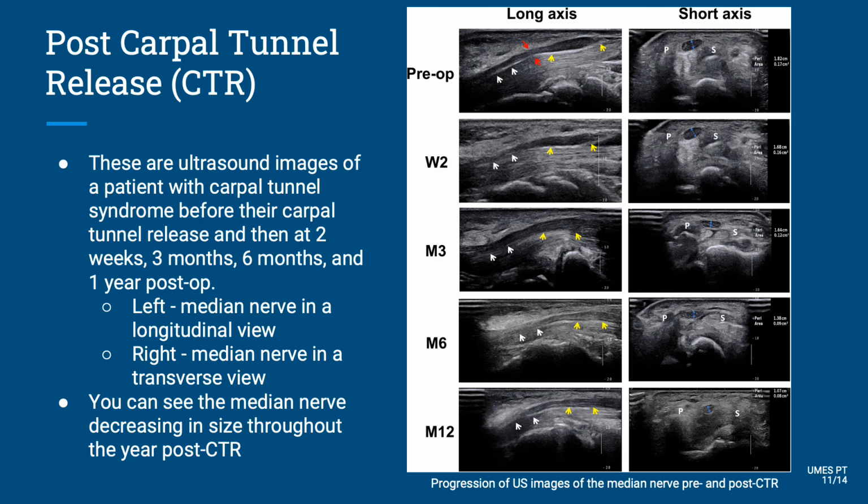And let me just show you. So just looking from this image, pre-carpal tunnel release, down to this image right here, which is a year post-op, you can see a giant progression in the median nerve cross-sectional area. You can see it get smaller. So you can see the median nerve decreasing in size throughout the year post-carpal tunnel release.